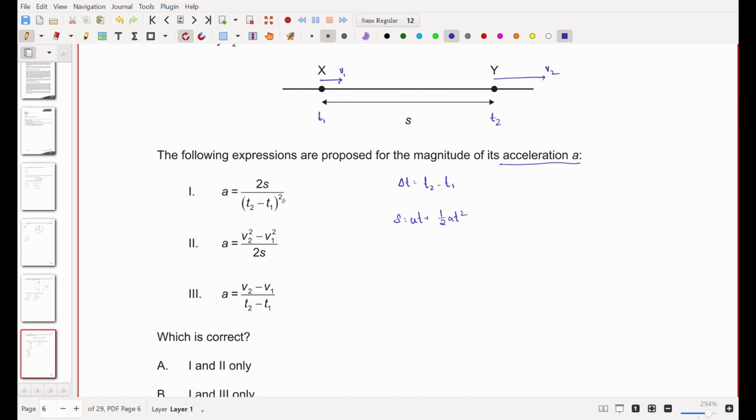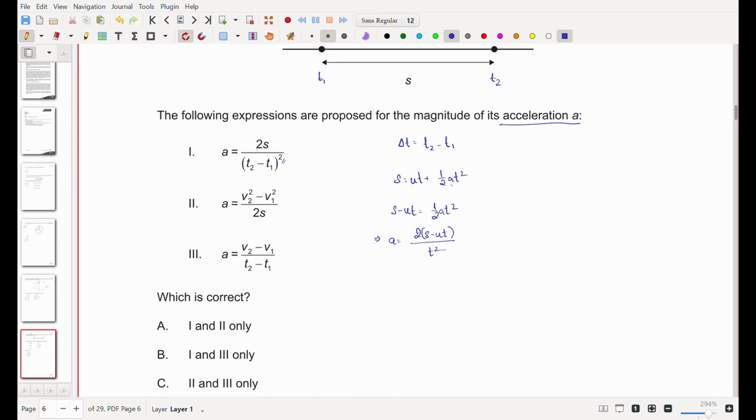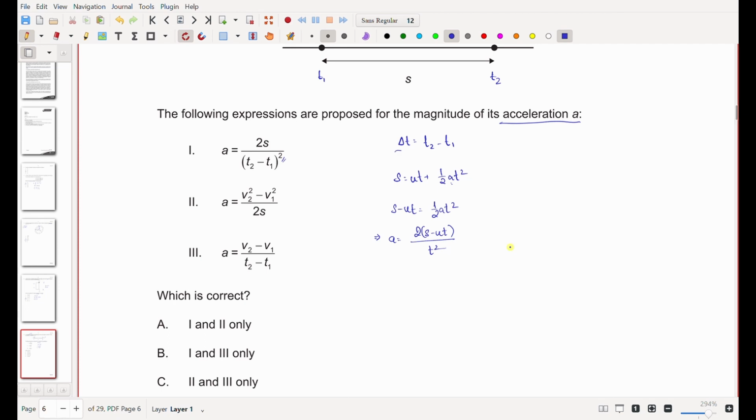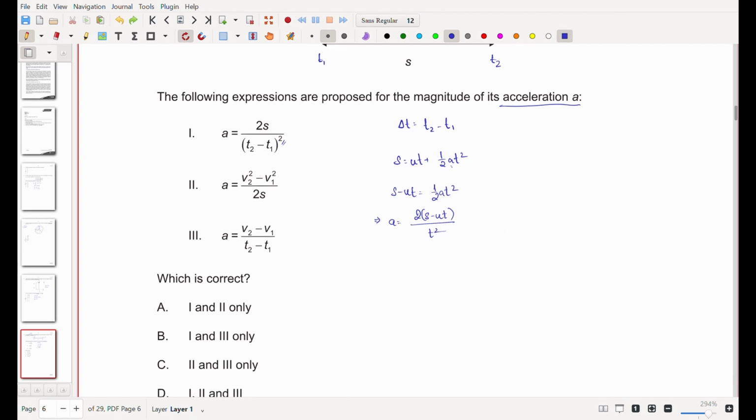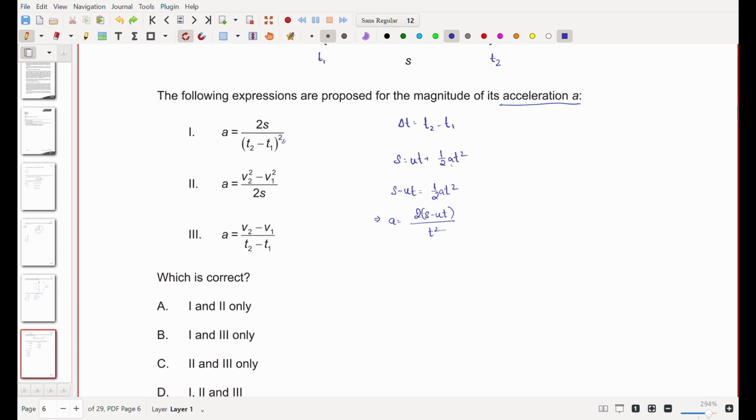So when we take this into account, let's now rearrange and try to solve for a over here. Or let's go step by step. s minus ut is equal to half at squared. a is equal to 2 times (s minus ut) by t squared. Correct? And of course, t in this case is actually delta t. So we can simply replace those values. But here you will see that this is very clearly incorrect.